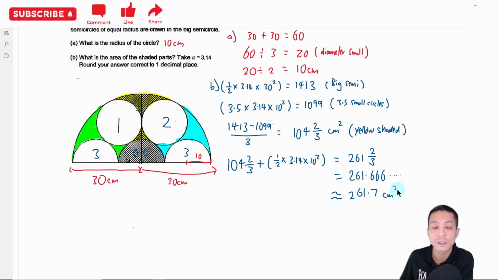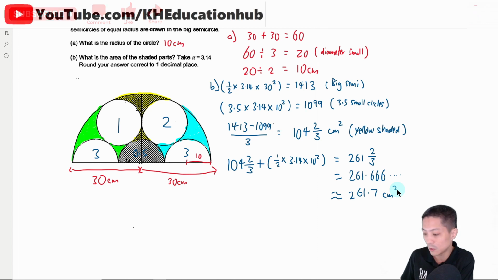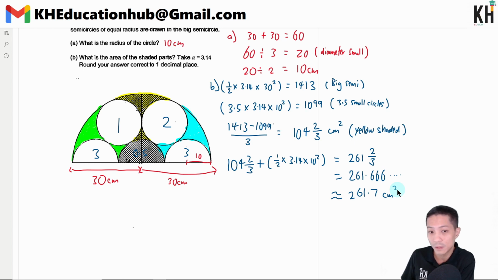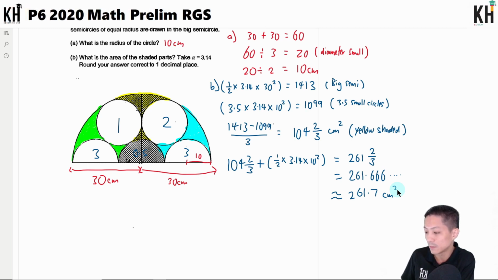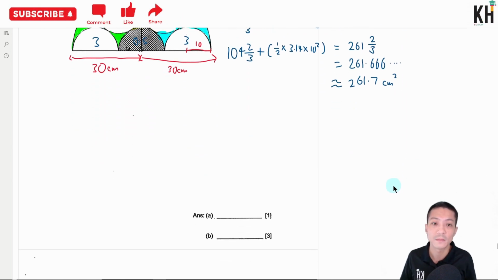Let me just do a check to make sure I did not make any careless mistake. 3.14 times 100. Okay, 1413 divided by 3. Okay, and then 5 times 3.14 times 100. Okay, this should be the correct answer. Okay, 261.7. Oh, the first one is 10, right?